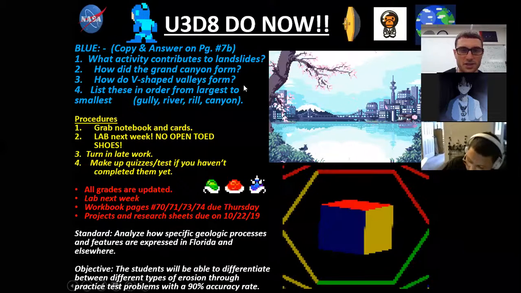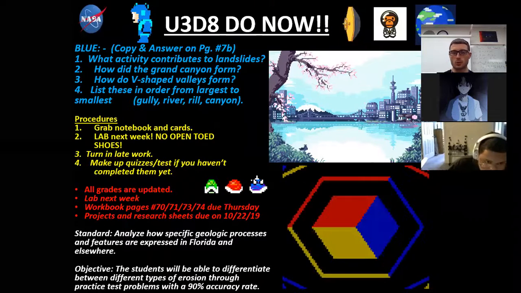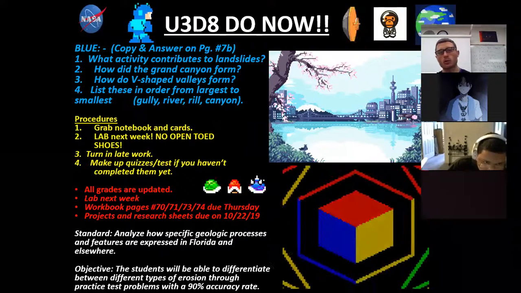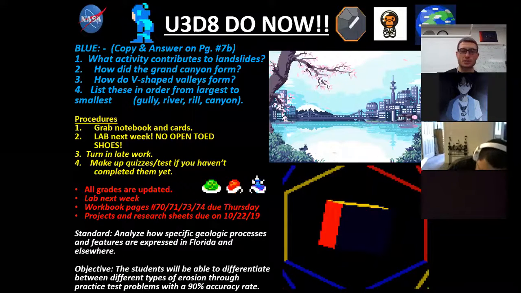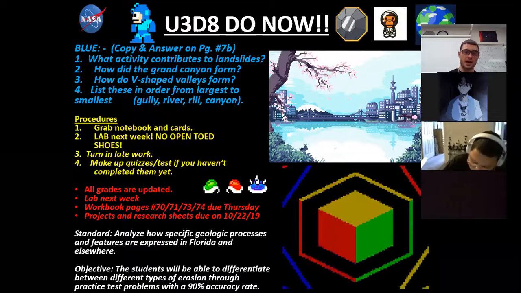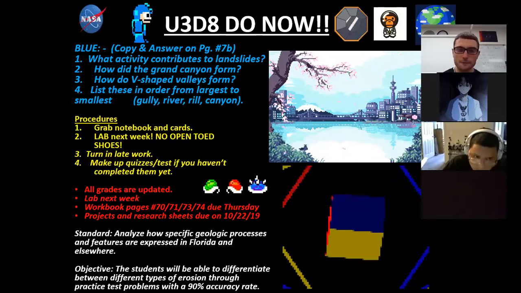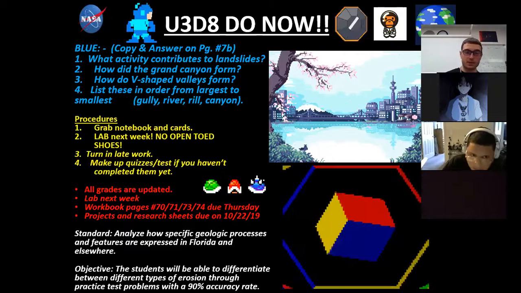Okay, so we got 4 questions here. This is on page 7B. Okay, 7B, because 7's probably gonna be quite filled up. Number 1, what activity contributes to landslides? Number 2, how did the Grand Canyon form? And number 3, how do V-shaped valleys form? And 4, list these in order from largest to smallest. We have gully, river, rill, and canyon.